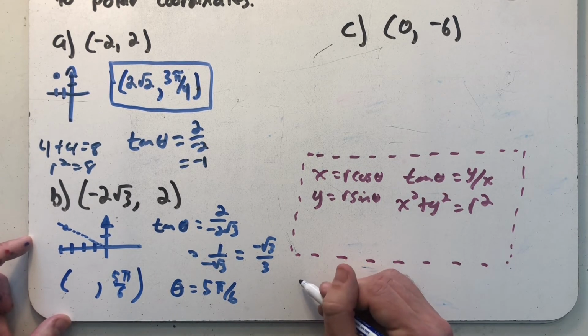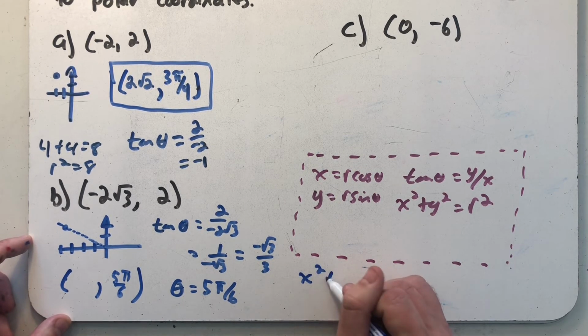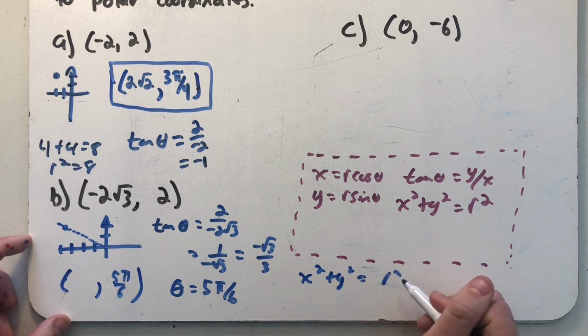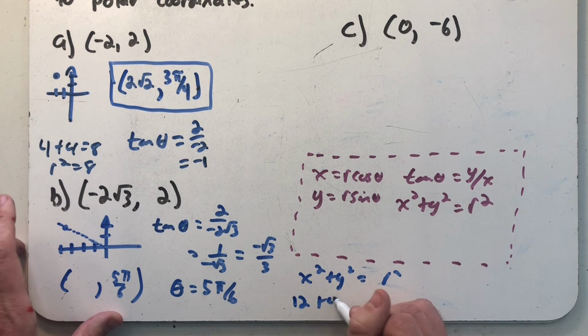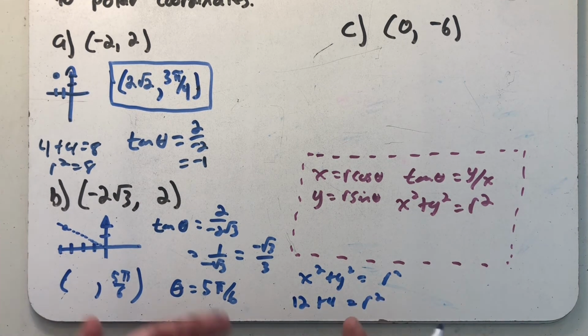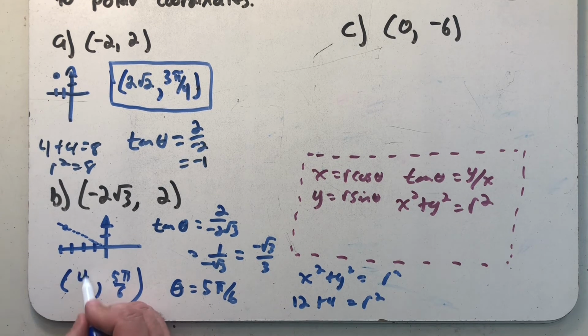And let's see, x squared plus y squared is my r squared. All right, so let's see, I'd have 4 times 3 is 12, plus 4 is r squared. So r squared is 16, so r is 4. And there's my nice happy polar point.